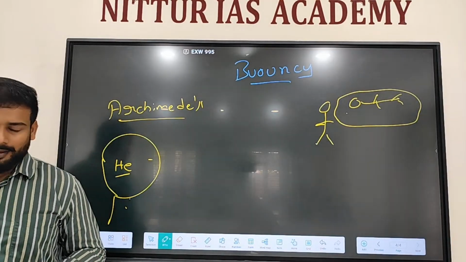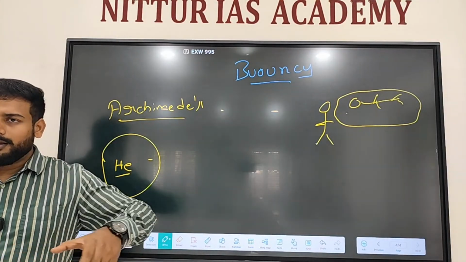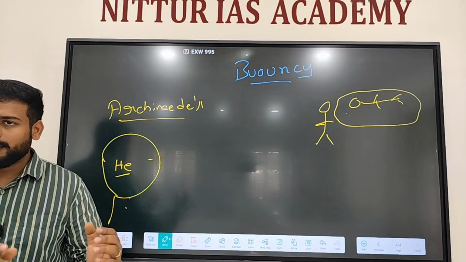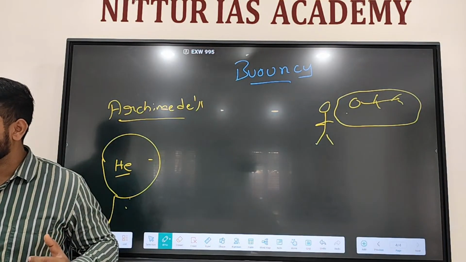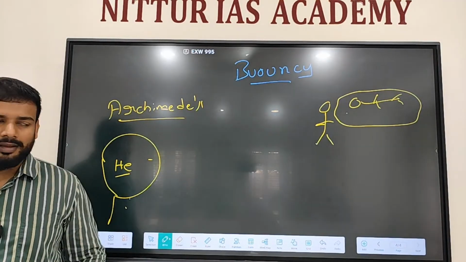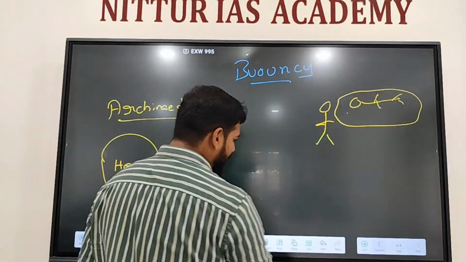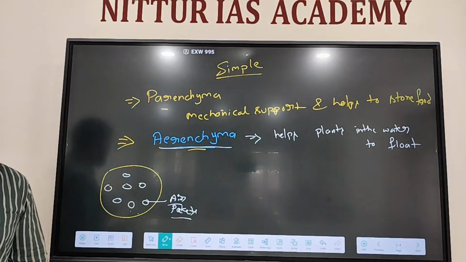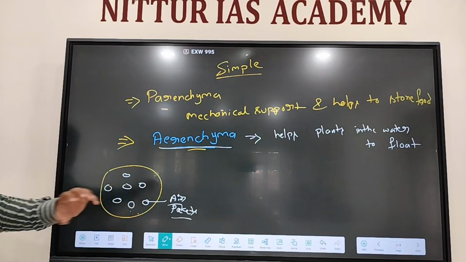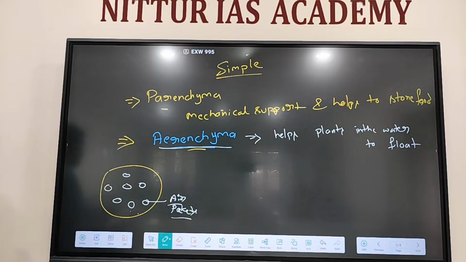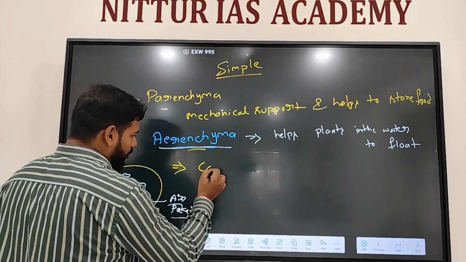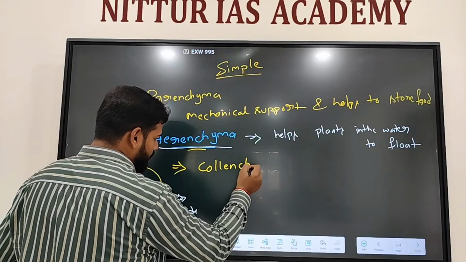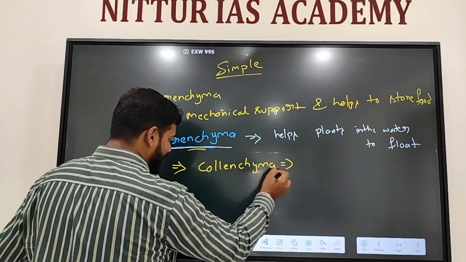If a small child ties a tube or a water bottle to his back, he can float, right? Because of buoyancy. Likewise, based on buoyancy, aerenchyma functions. Aerenchyma has air sacs, air pockets, so that the leaf floats on the surface of water. Then collenchyma.